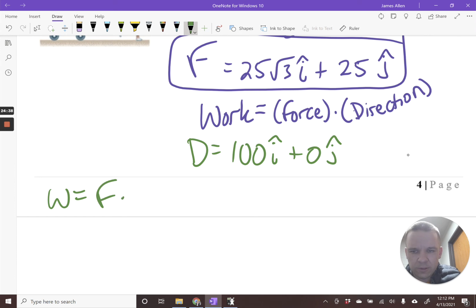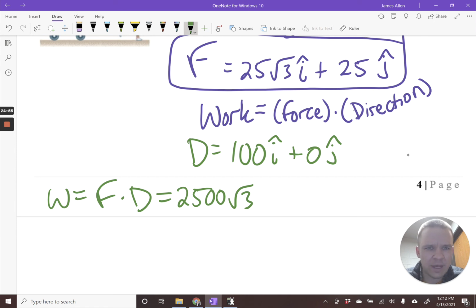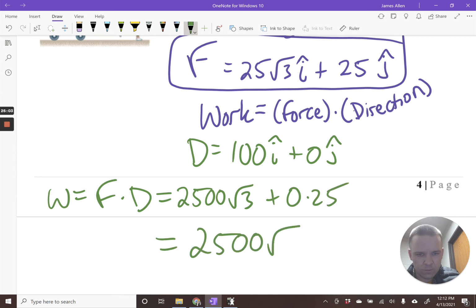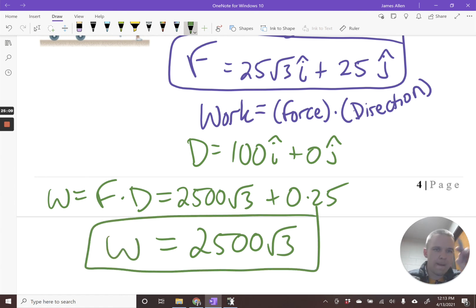So work is equal to force dot product with direction. So I would have 25 root 3 i hat times the 100 i hat. So 25 root 3 times 100 is 2500 root 3, and then 0 times 25. So I'm just left with 2500 root 3 for my work. Awesome. Fantastic. So there's an application of your dot product to figure out your work.